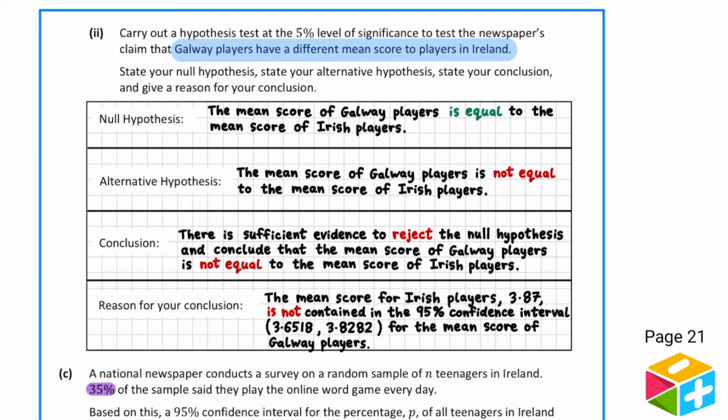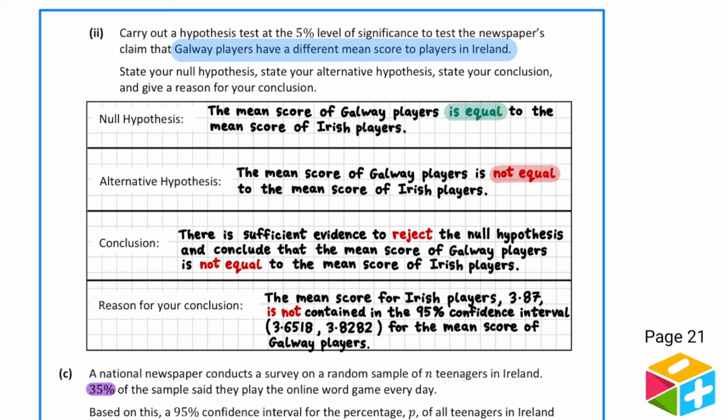Here, the null is stating that two things are equal, so the alternative will simply be the statement that these two things are not equal. In other words, the alternative hypothesis is that the mean score of Galway players is not equal to the mean score of Irish players.